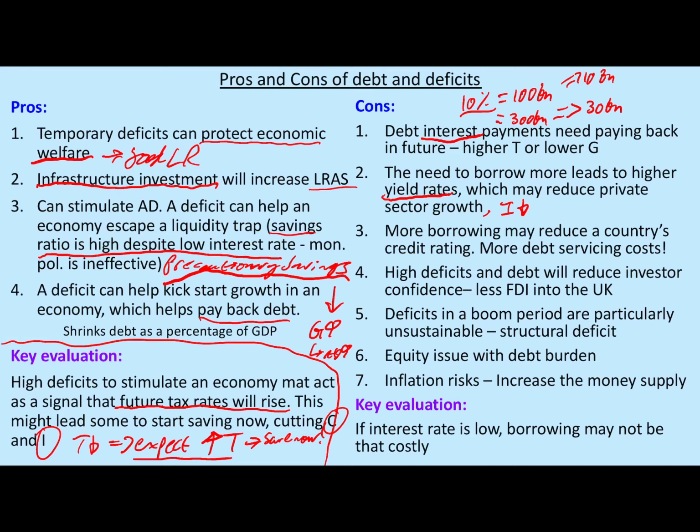More borrowing may reduce a country's credit rating, meaning more debt servicing costs as a result. If we have higher, increased debt, that's going to be seen as risky by investors. Perhaps they're going to think the UK isn't necessarily going to be very able to pay these back going forwards. And as a result, when we're lending to the British government in the future, we might demand a higher interest rate. That's obviously going to increase the debt servicing cost in the future, tying back to that first point.